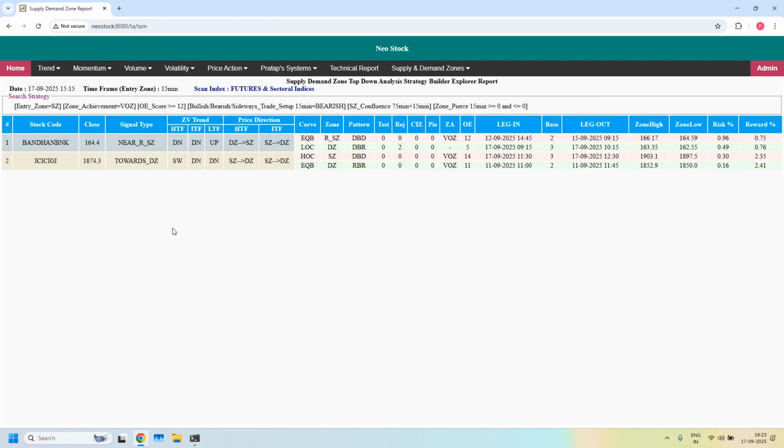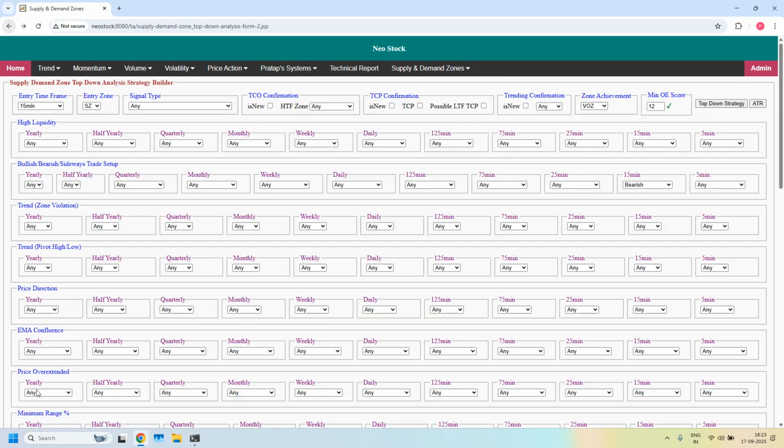I am enabling that filter, 15 minutes and 75 minutes supply zone confluence, and applying the filter on the 2 stocks. We got both the stocks. In both the stocks, 15 minute supply zone overlapped with 75 minute supply zone. All these are 15 minute supply zones. And 75 minutes trend, ITF trend is downtrend. So we can further filter based on 75 minute supply zone having EMA confluence.